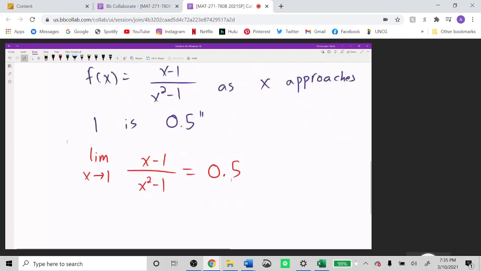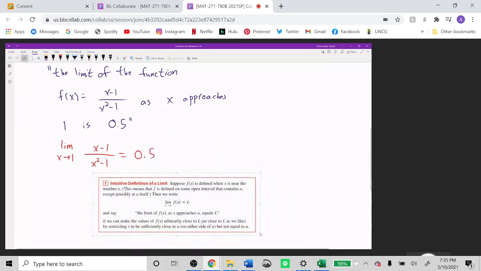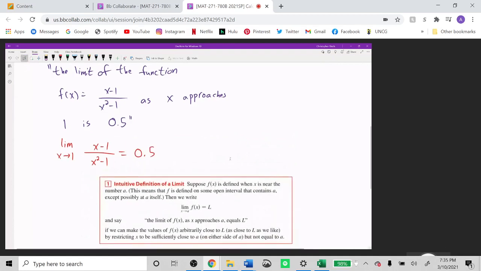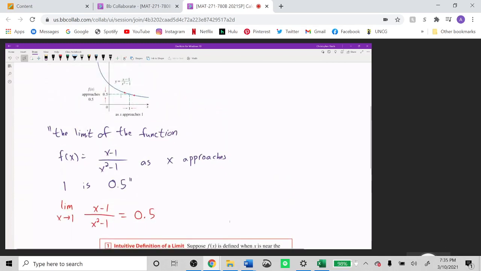So let's get a nice boxed in definition of the limit. How about it? It's about time, right? This is what we call the intuitive definition of a limit. Suppose that f of x is defined when x is near the number a. This means that f is defined on some open interval that contains a, except possibly at a itself. So this is just saying that the function is defined close to this x value, although it does not have to be defined at the x value that we're getting closer to. Does that make sense?